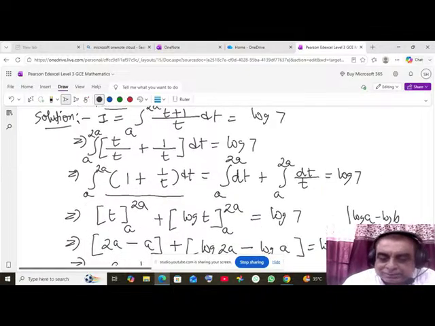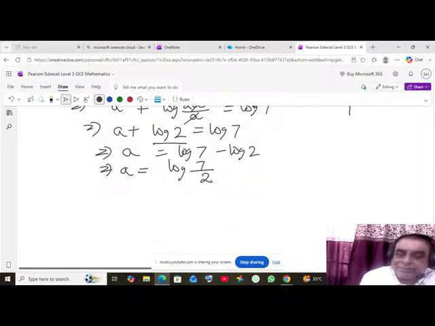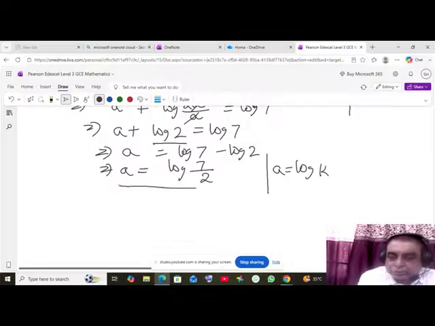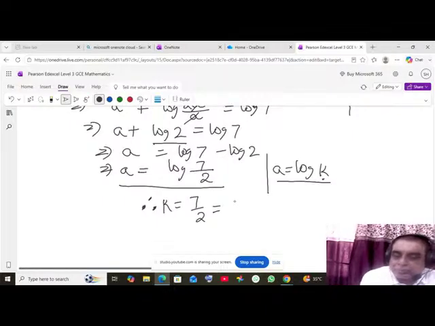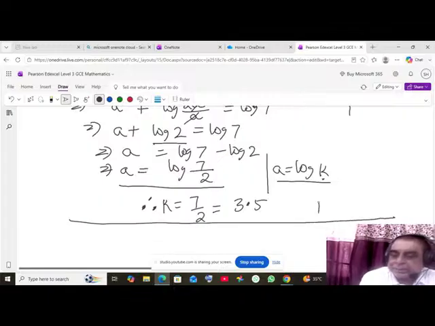Here we are getting the same thing, that the a value is log of some number k by 2. In the question we were told the a value is log k. So when you compare this equation with this, the value of k is 7 by 2, or in decimal form you may write it as 3.5. So that is the value of k. So it is proved, and the k value is 3.5.